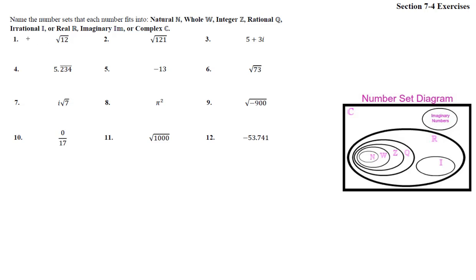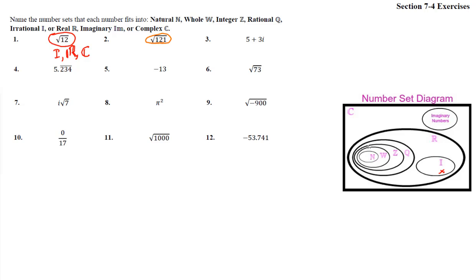So number 1, square root of 12. That's a square root that doesn't come out nicely. So that is smack dab in the middle of irrational numbers. And so that is going to be a real and a complex number. Okay, so irrational is just the I. Good.